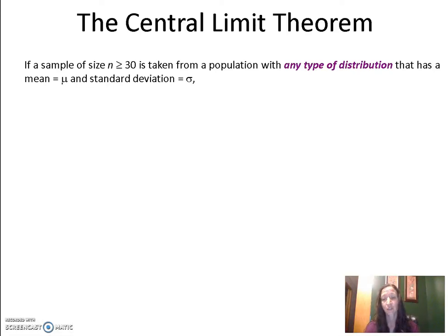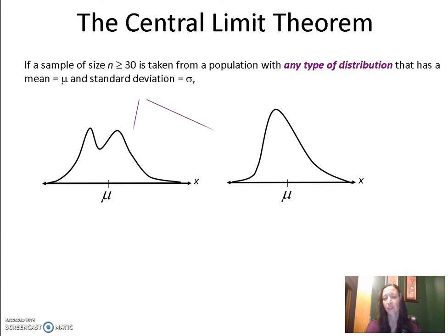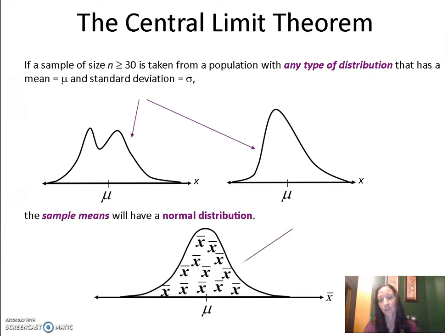The first is that if we take a large enough sample from any distribution, whether it's bimodal or right skewed or left skewed or J or reverse J, doesn't matter the shape. If we take a large enough sample, and large enough is 30 or more in our sample size, then the sample means will be normally distributed. This is the first part of the central limit theorem.